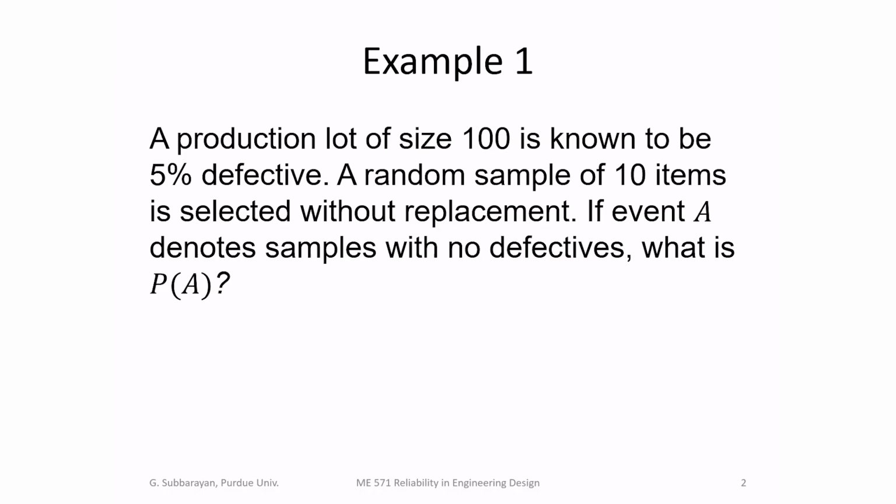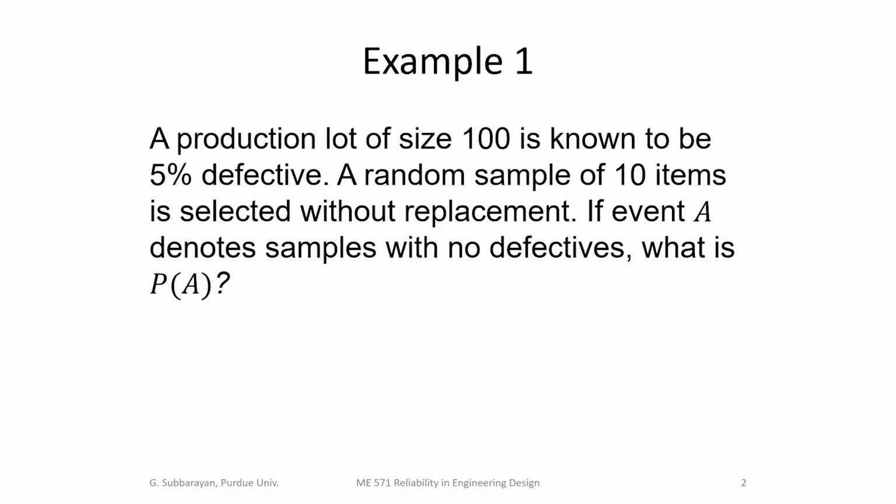So we are given in this first example that a production lot of size 100 is known to be 5% defective. So that means 5 parts out of 100 are known to be defective. We don't know which 5 parts, and these are parts that are nominally identical. So we pick at random 10 items, without replacement. We don't replace them. Once we pick 10, there are only 90 parts left.